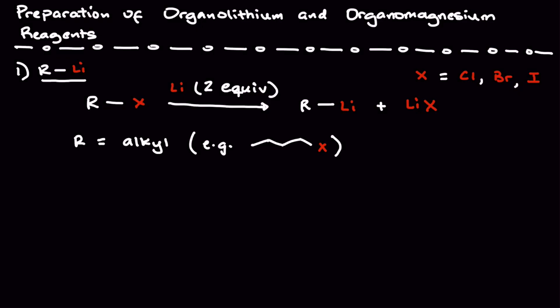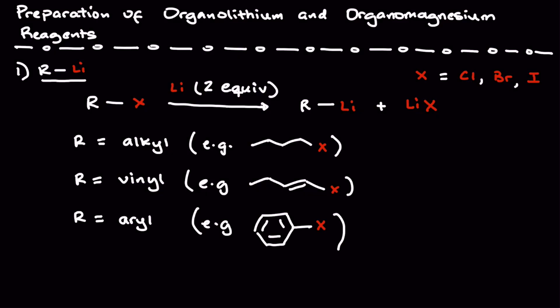Your R group can be an alkyl group, such as in this case, where you have a butyl halide. R can also be a vinyl group, so it could be a halide connected to an sp2 carbon involved in an alkene, and that would still work. You will still form your organolithium compound. R can also be an aryl group, so you can form an aryllithium compound. So this is a really versatile reaction.